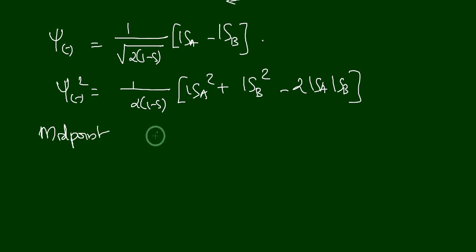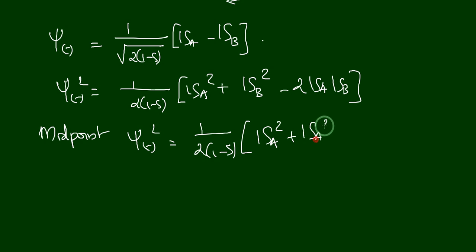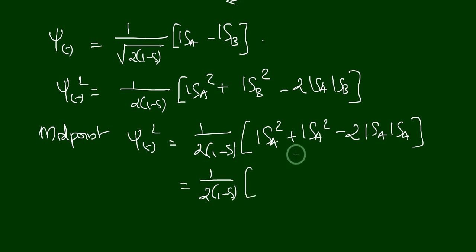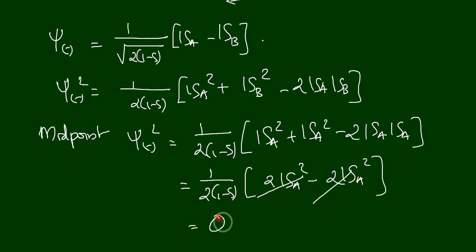In between A and B, psi minus square is equal to 1 divided by 2 into 1 minus S, into 1s A square plus 1s A square. I put 1s A square here because in the midpoint 1s A is equal to 1s B, minus 2 1s A; again I put 1s A in place of 1s B. That means 1s A square plus 1s A square minus 2 1s A square is equal to 0, so psi minus square is equal to 0.